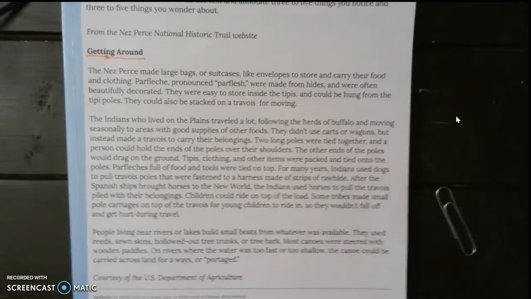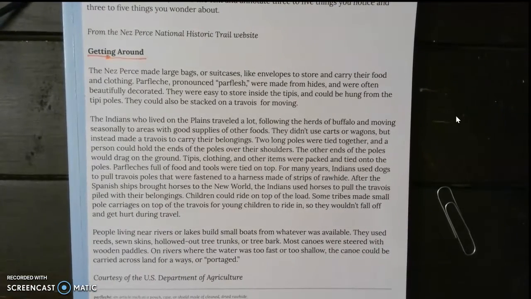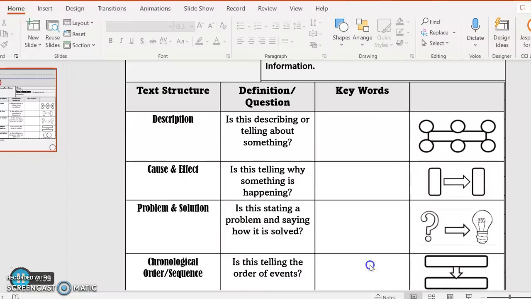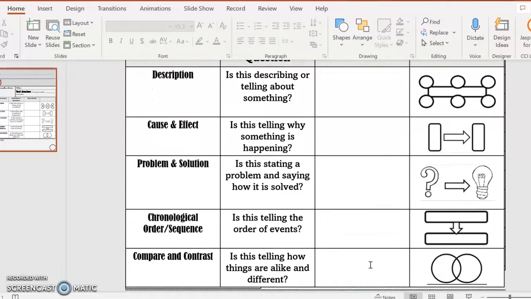So I also learned yesterday that when an author is telling us information, they use text structure to organize that information. So I remember that there are different types of text structure. One is description, and I can ask myself, is this describing or telling me about something? If it's cause and effect, I can ask, is this telling why something is happening? Problem and solution answers the question, is this stating a problem and saying how it's solved? Chronological order and sequence, is this telling the order of events? And compare and contrast, is this telling how things are alike and different?